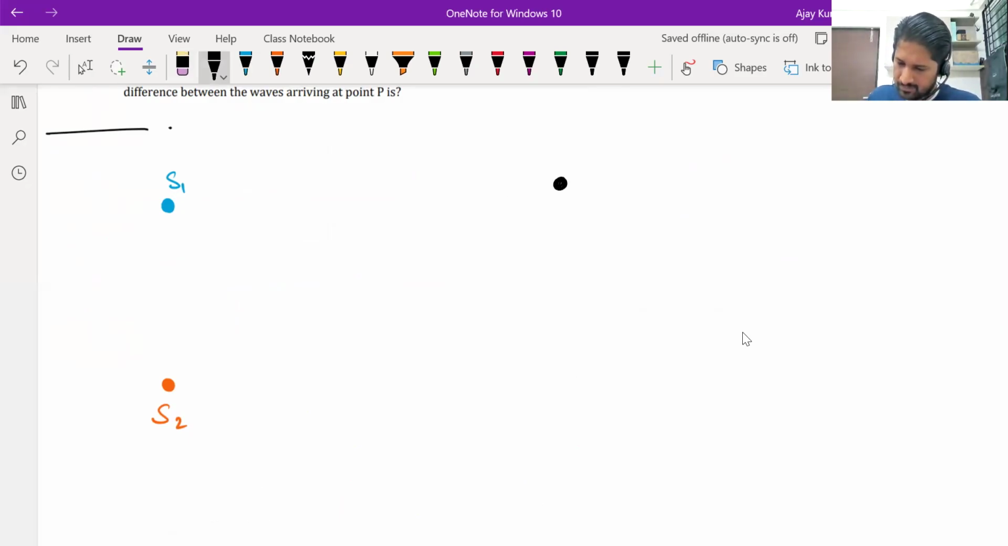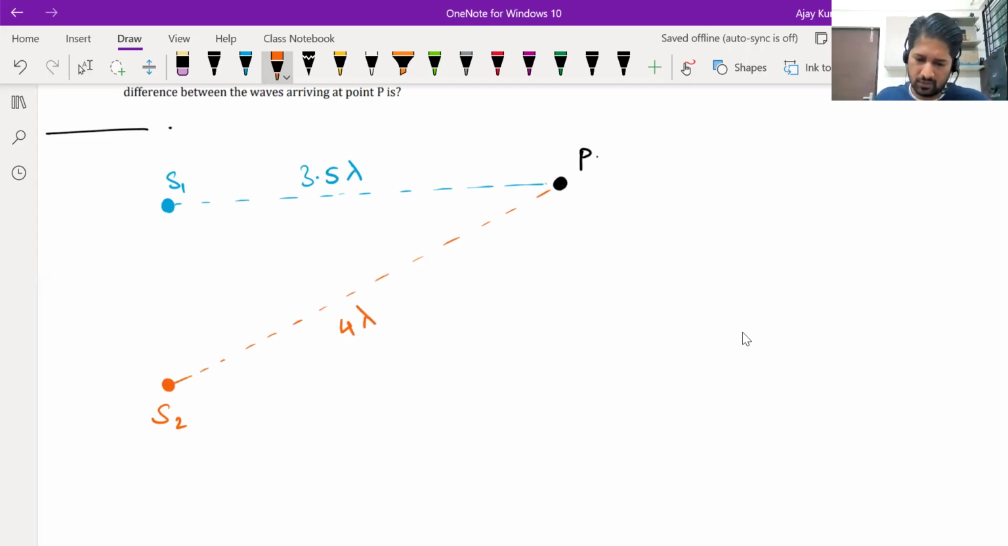Take some point P here. From S1 to P, let's say the distance is 3.5 wavelengths, and from S2 to P, let's say the distance is 4 wavelengths.